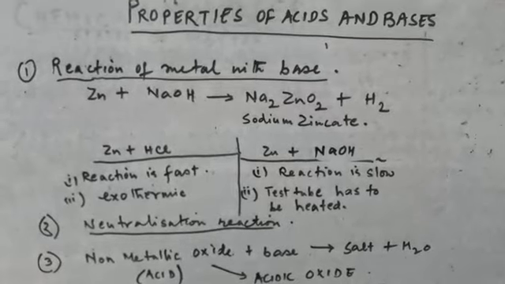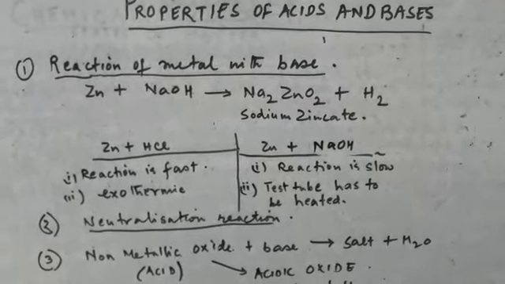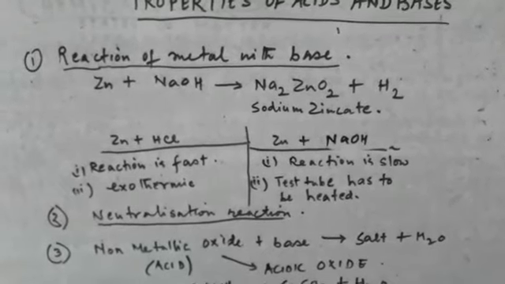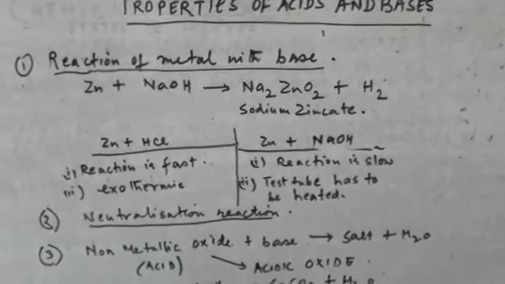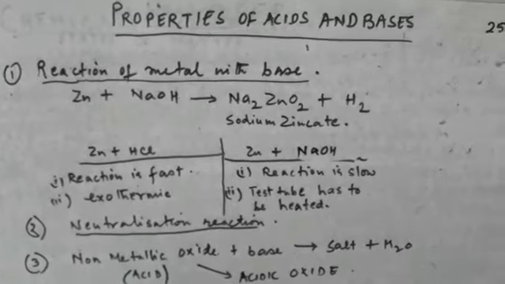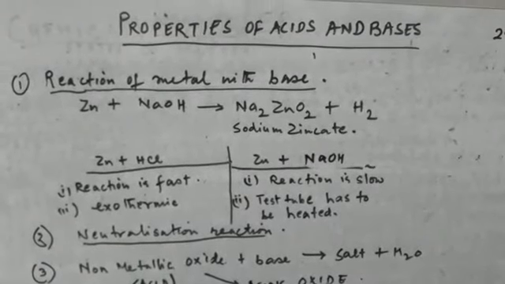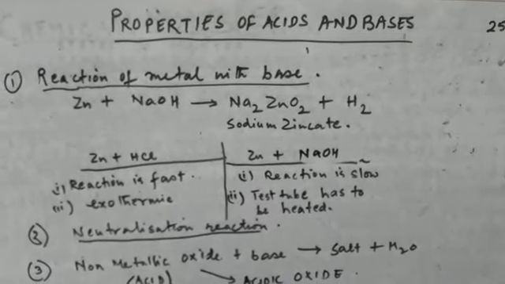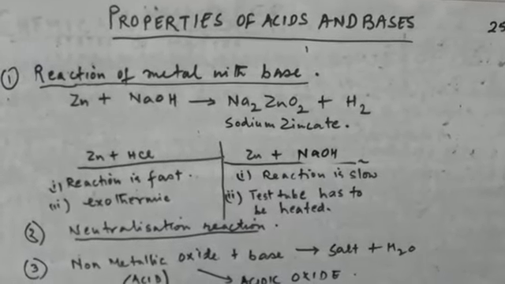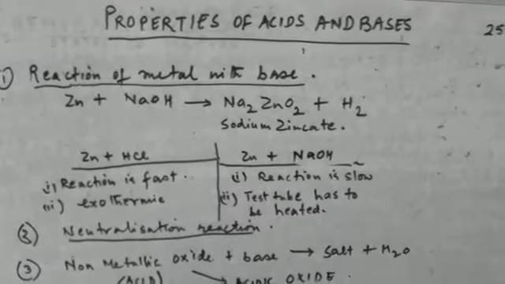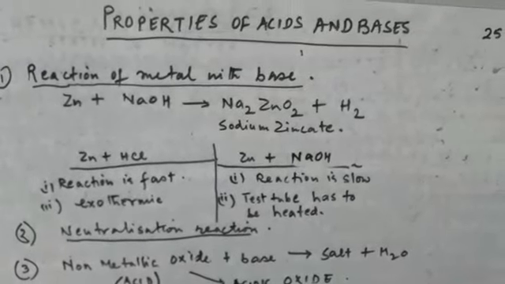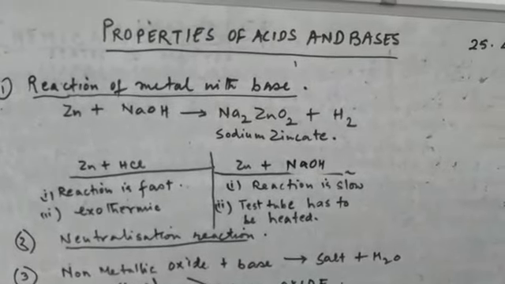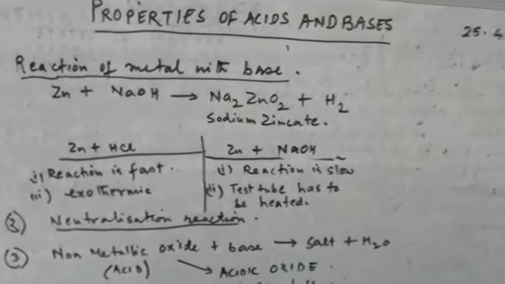Just like metals react with acids to give salt and hydrogen, similarly, bases also react with metals to give salt and hydrogen. Example, zinc reacts with NaOH to give Na2ZnO2, which is sodium zincate, plus hydrogen. Now, all bases normally do not show such reaction. It's usually the alkalis like NaOH, KOH, and few metals like zinc, potassium can undergo such kind of reactions.